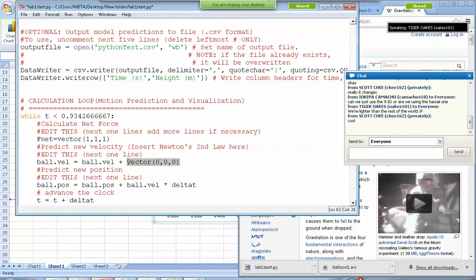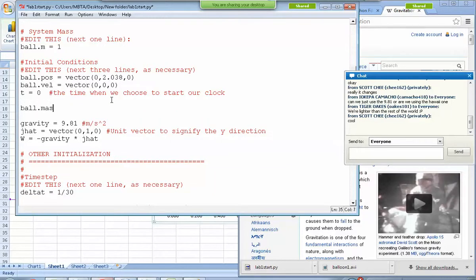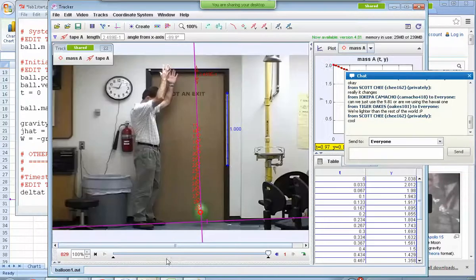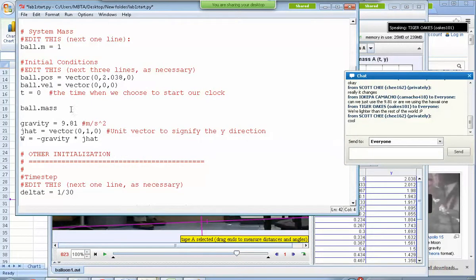All right. It's times the force, so it's F net divided by ball dot mass times delta t. And I realized I didn't tell you what the mass of the ball was. So I better set that up. Ball mass, and I think they gave it to us in the video. 8.6 grams. But I'm dealing with kilograms here, so I want to make it 0.0086 kilograms.